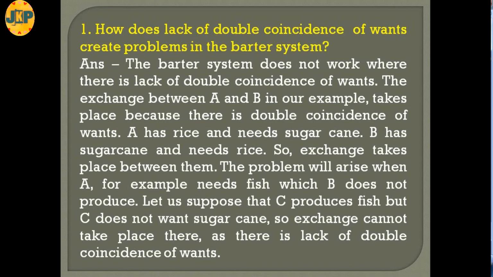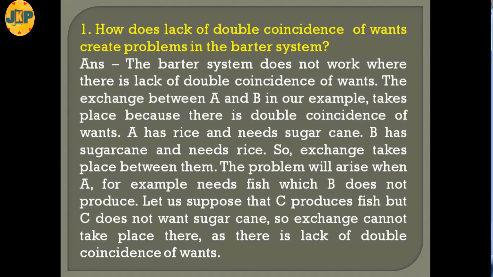Question number 1. How does lack of double coincidence of wants create problems in the barter system? Answer, the barter system does not work where there is lack of double coincidence of wants. The exchange between A and B in our example takes place because there is double coincidence of wants. Hope you remember the example that we have in our lesson. A has rice and needs sugar cane, while B has sugar cane and needs rice. So here exchange can take place easily because we have double coincidence of wants.